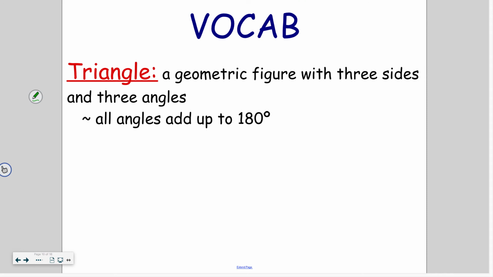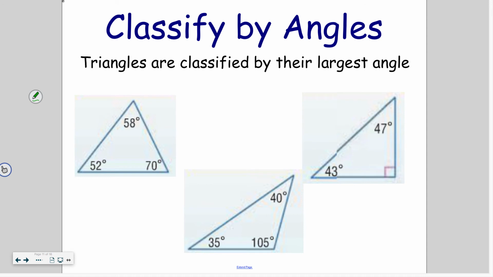We're also going to talk about triangles today, which is a geometric figure that has three sides and 3 angles. When you are looking at the total angles for a triangle, they have to add up to 180 degrees. There are 3 ways to classify triangles using their angles. You are always going to look at the biggest angle. So with this first triangle, 52, 58, and 70, 70 is my biggest angle, so I'm using that to classify. Since 70 is acute, we call this an acute triangle.